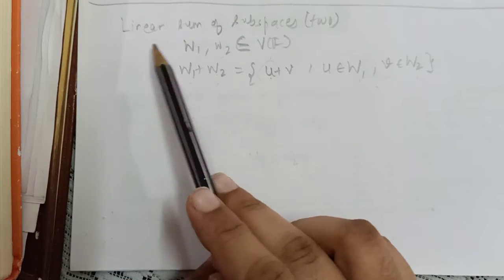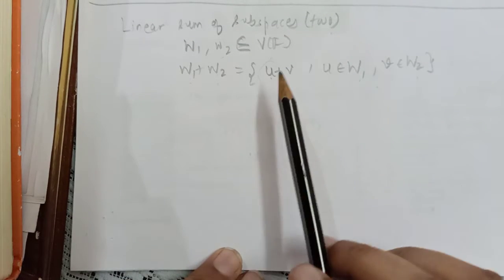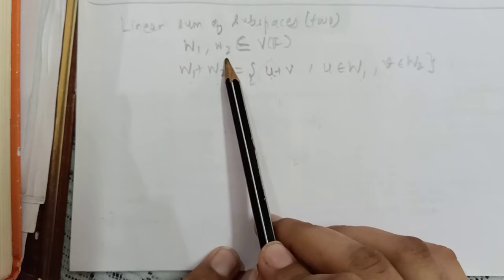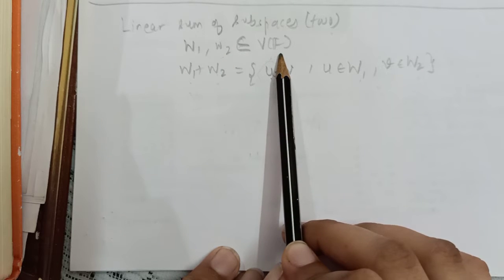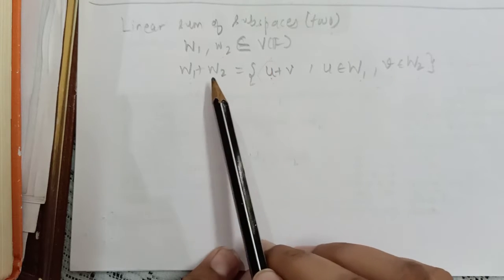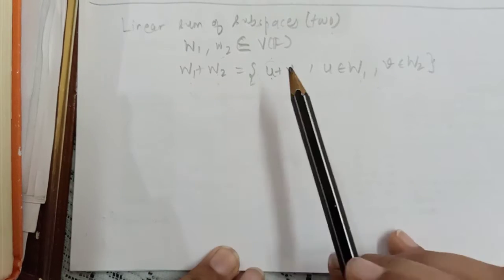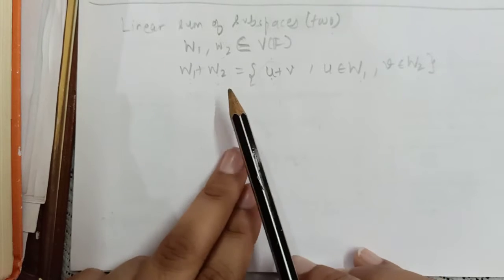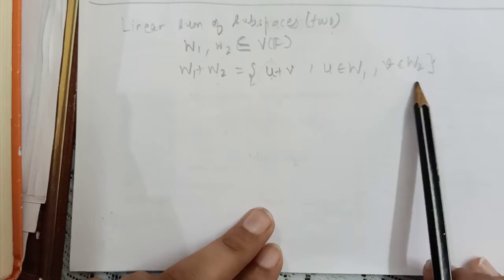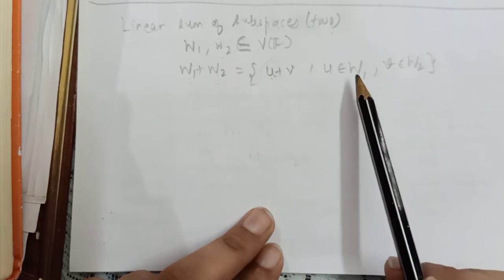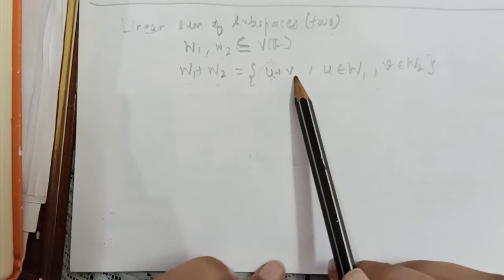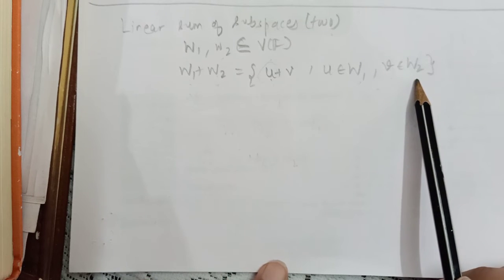Next topic is linear sum of two subspaces. Let me take two subspaces W1 and W2 of a vector space V over F. Then their linear sum, as the name indicates, we are trying to add the vector spaces. It is defined as the set of those elements obtained by taking the first element from the first subset and the second element from the second subset.